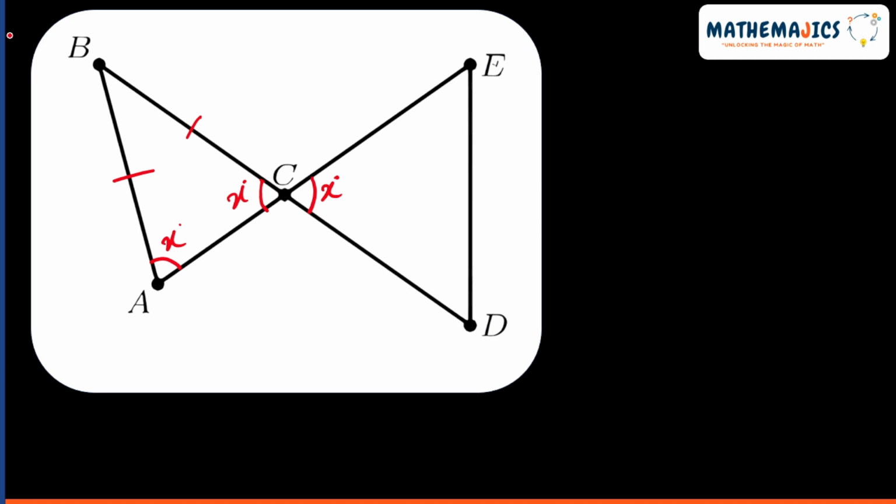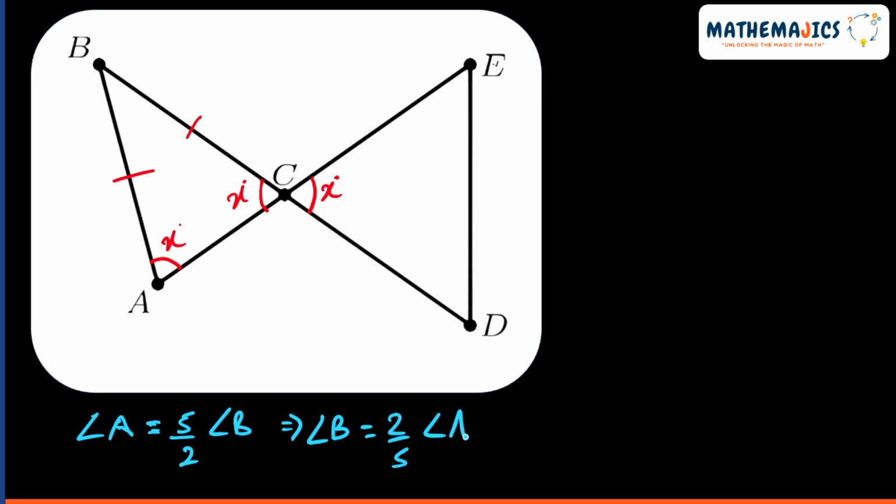Now there is one more thing that is given to us, that is angle A is 5/2 of angle B. If I just rearrange this equation, I will get angle B is equal to 2/5 of angle A. Angle A is x, so B will turn out to be 2/5 of x. So this angle will turn out to be 2/5 of x degrees.